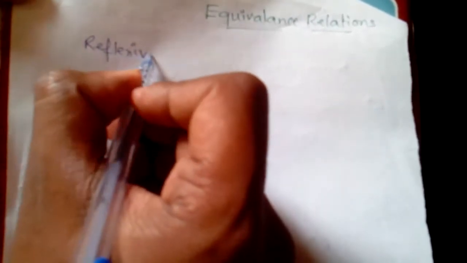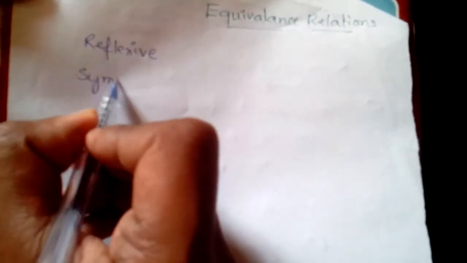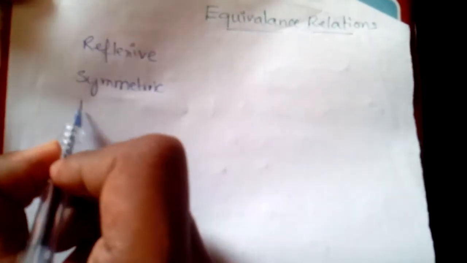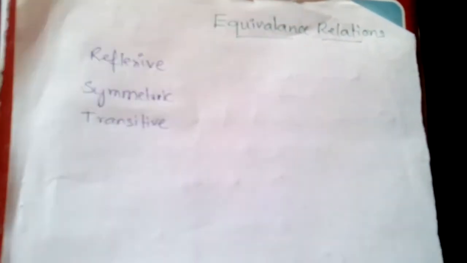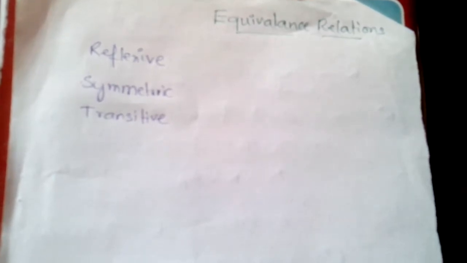So, equivalence relations. In this, I'll assume that you have some idea about relations. I assume that you have an idea about reflexive relations, symmetric relations, and transitive relations. So, an equivalence relation is a relation which is reflexive, symmetric, and transitive. So, if a relation satisfies these three conditions, then it can be said to be an equivalence relation.